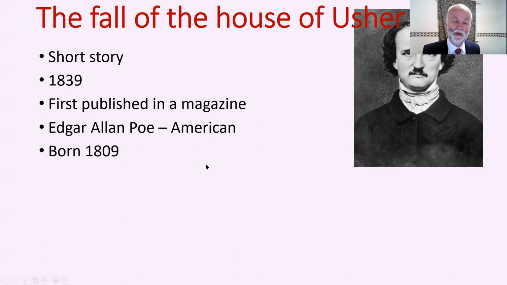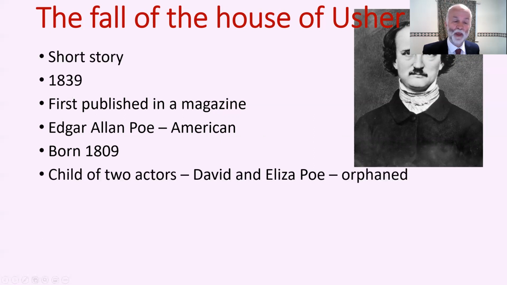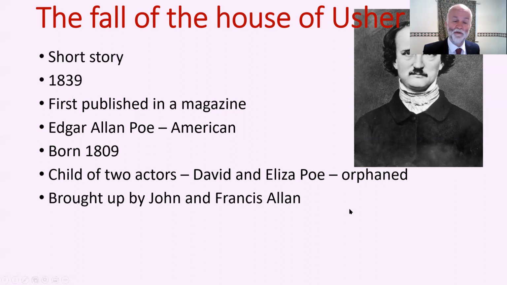That's right, he was 30 years old. He was the child of two actors, David and Eliza Poe, and he was orphaned. What does orphaned mean? That's right, both his parents died. So he was orphaned and he was brought up by John and Frances Allen.